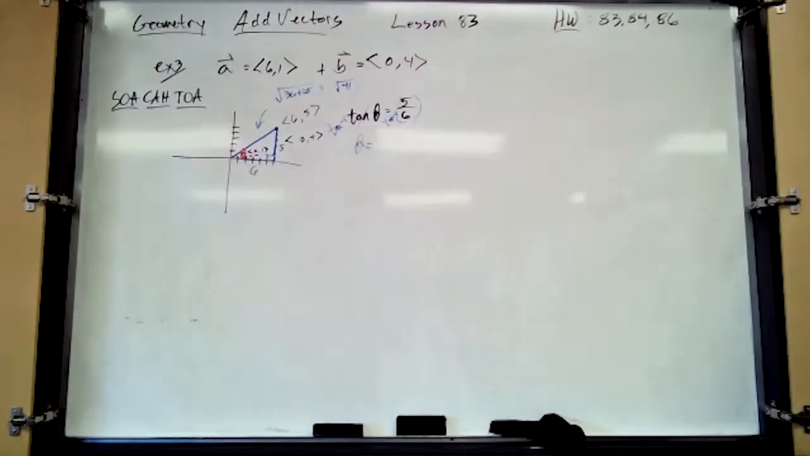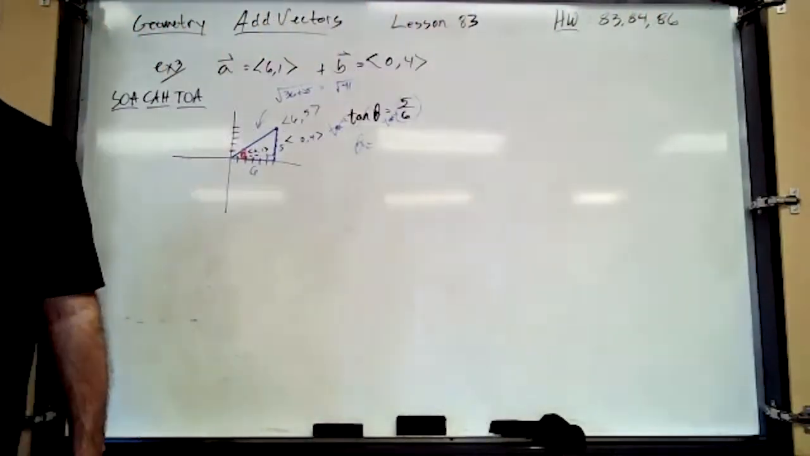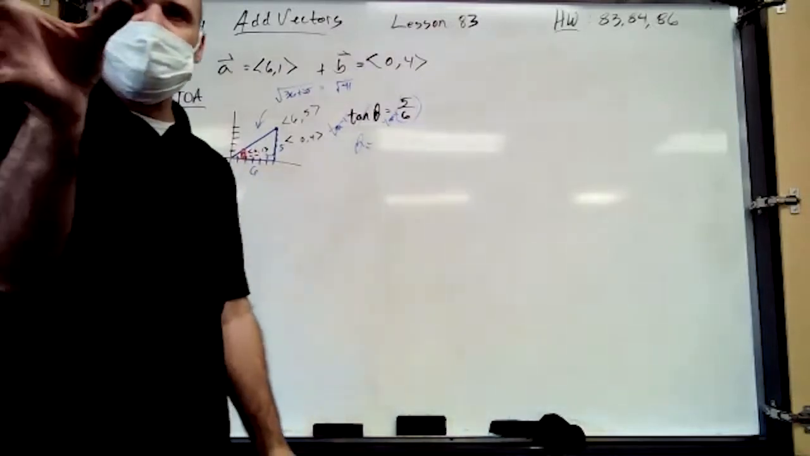If you're using an iPhone, remember you do 5 divided by 6, and then you hit the inverse tan button. Or if you're having a regular calculator, you just go inverse tan, and then it'll put a parenthesis there, and then you go 5 divided by 6, and then enter. If you're using an iPhone, remember you have to do it sideways.